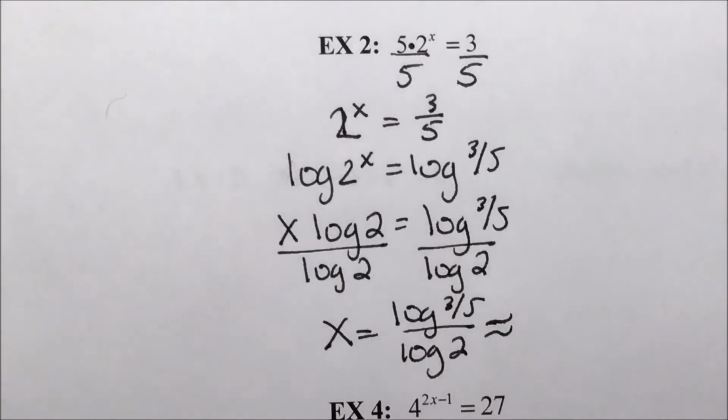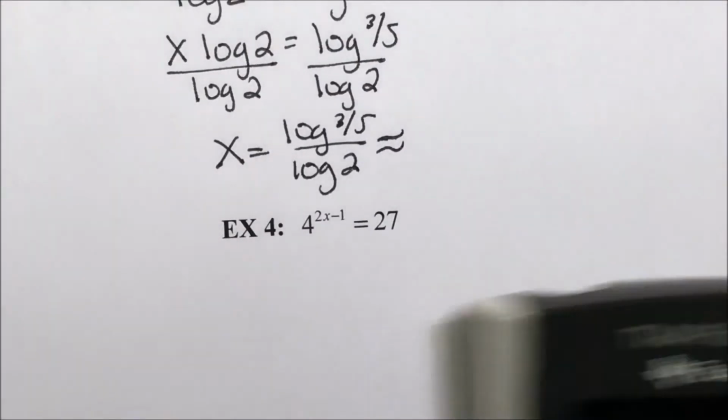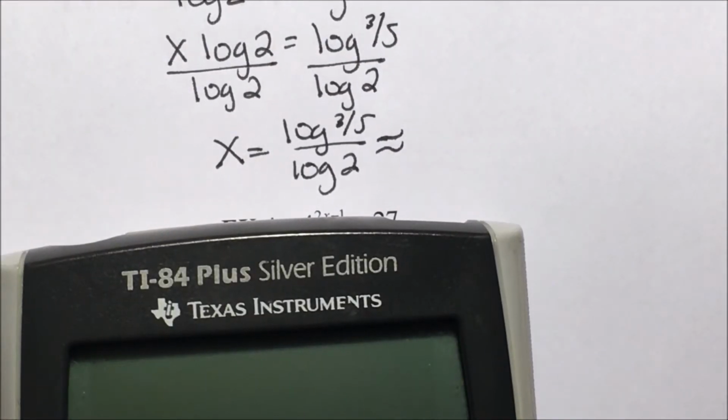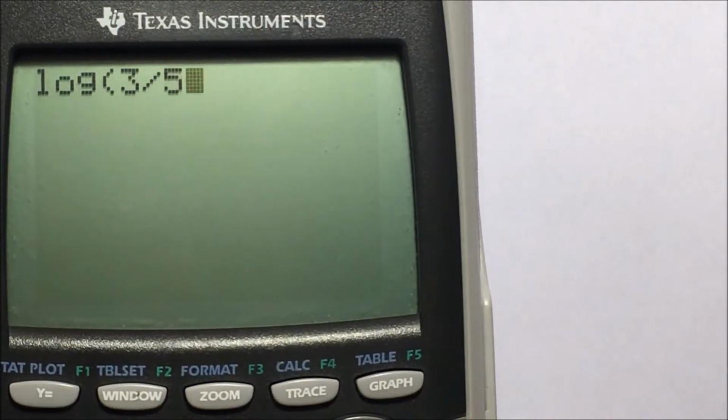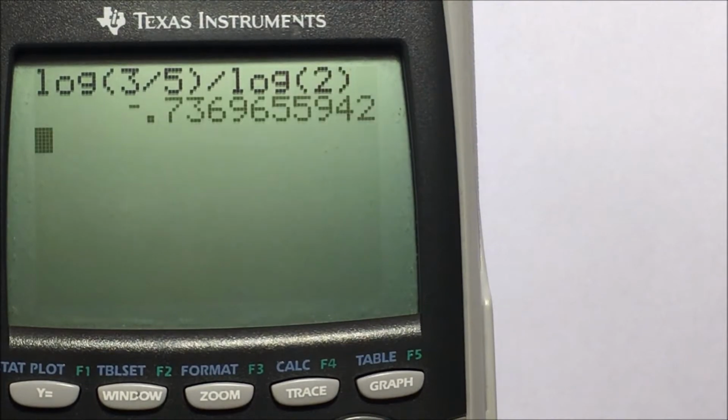And again, we're just trying to get a decimal estimate for that. So typing that into the calculator, log of 3/5 divided by log of 2.